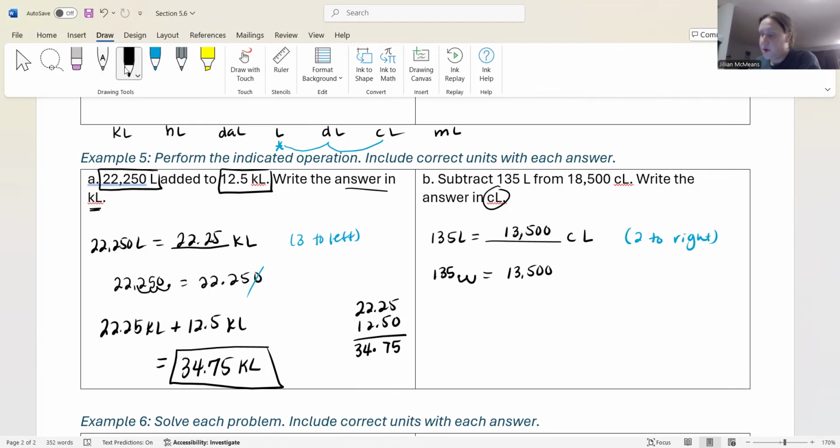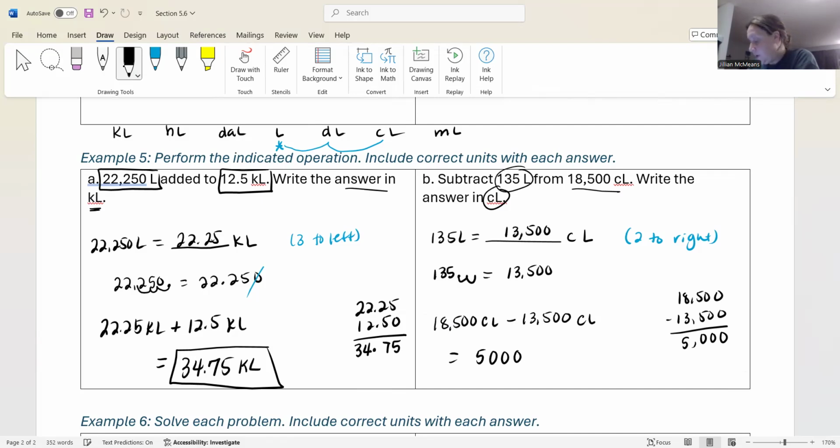And now we can perform our subtraction. So we want to take 135 liters from 18,500 centiliters. And remember, 135 liters is really 13,500 centiliters. And again, this one's going to be pretty easy, so I'm just going to do the side work instead of going to the calculator. This one we could actually do in our head. But we line everything up, we subtract, so 0 minus 0, 0 minus 0, 5 minus 5, put in your comma, 8 minus 3 is 5, and then 1 minus 1 is just 0. So we would say after subtracting, we get 5,000 centiliters, and that's it.